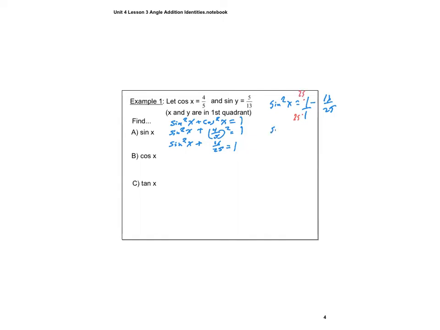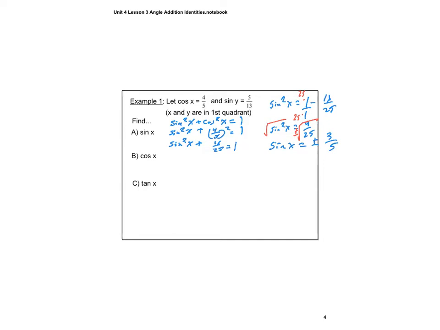So I have sine squared x is equal to 25 minus 16, there is 9, over the common denominator of 25. All right, so to solve for sine here, we're going to have to take the square root of both sides. And when you take the square root of the right-hand side, it becomes plus or minus. So we get the sine of x equals plus or minus, the square root of 9 is 3, the square root of 25 is 5.